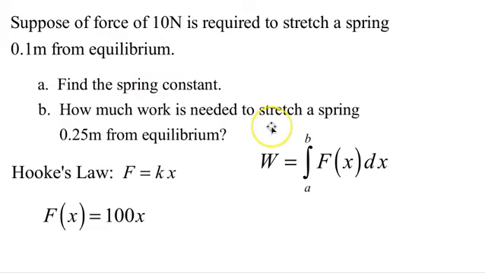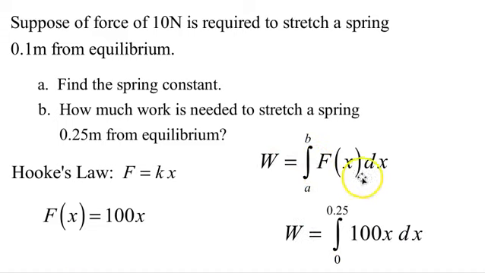Now let's take a look at what this question says. How much work is needed to stretch a spring 0.25 meters from equilibrium? Equilibrium is 0. When we stretch, that's considered positive. When we compress, that's considered negative. So we are stretching from equilibrium, from 0 to 0.25 meters beyond equilibrium. So work will be from 0 to 0.25 meters, and our function f of x we have over here is 100x dx.